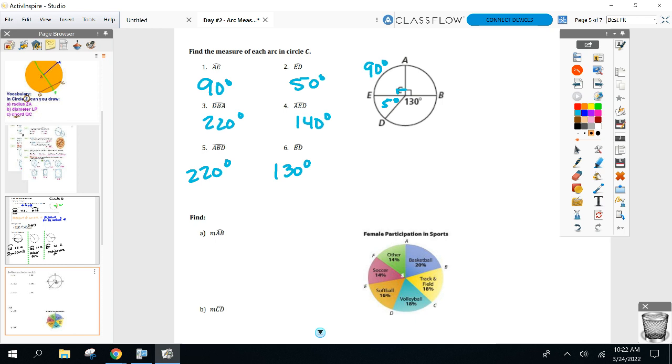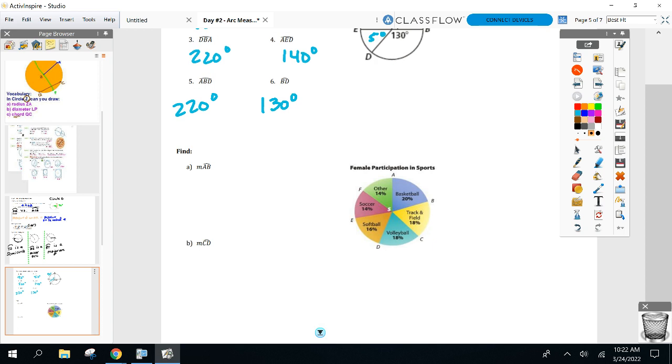How about these here? Percents. Find the measure of arc AB. But I don't know the angle now. But I do know it's 20% of the whole thing. Let me say that one more time: 20% of the whole thing. What's the whole thing there for me? 20% of 360. Correct.